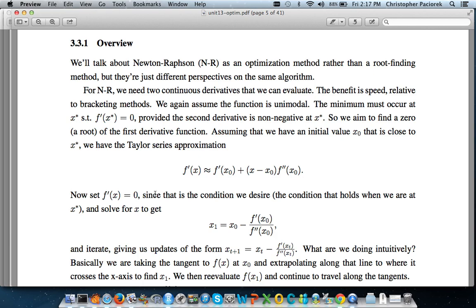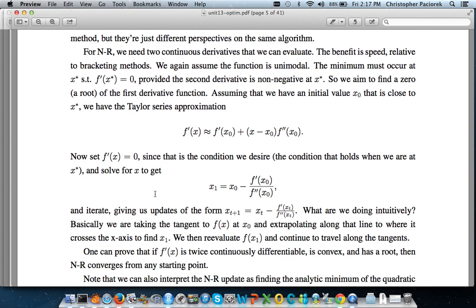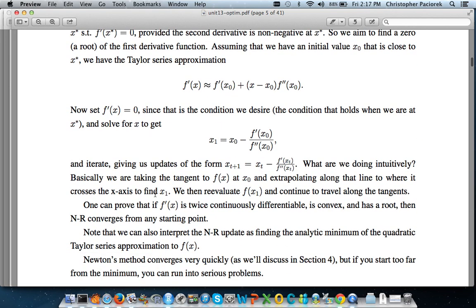Okay, so it turns out that you can prove some things about when Newton's method will converge. I've listed them here in terms of having twice continuous derivatives and having a convex function and having a root. So if you have that case, then it will actually converge from any starting point.